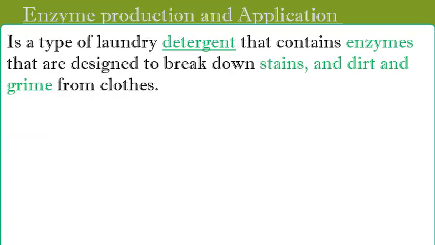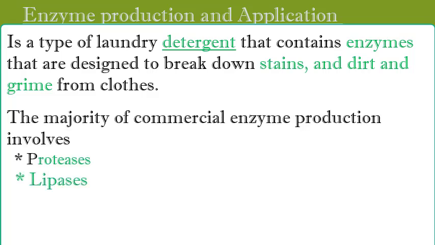Let us see biological washing powder. Biological washing powder is a type of laundry detergent that combines enzymes that are designed to break down stains, dirt, and grease from clothes. The majority of commercial enzyme production involves protein digesting enzymes, that is protease, and fat digesting enzymes, that is lipase, for use in the food and textile industries.